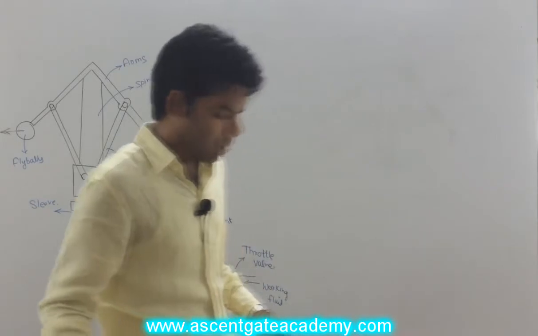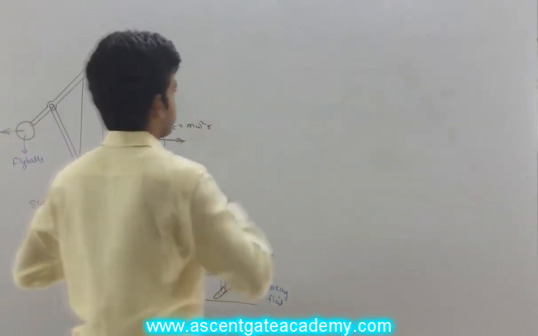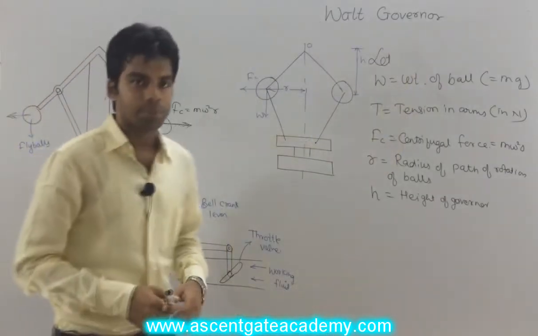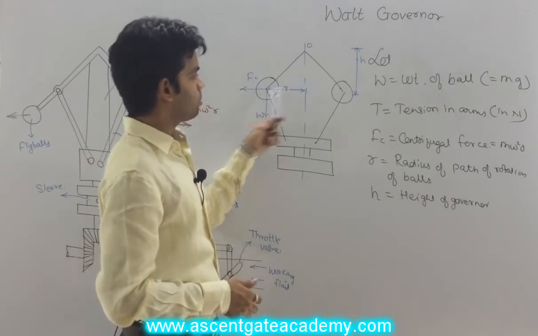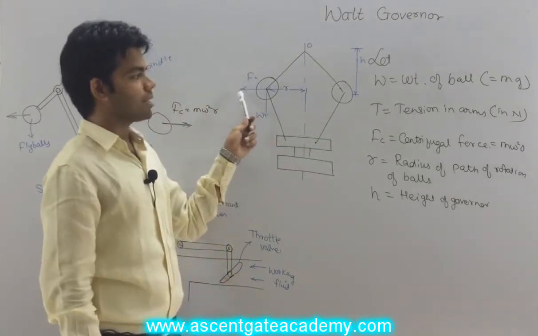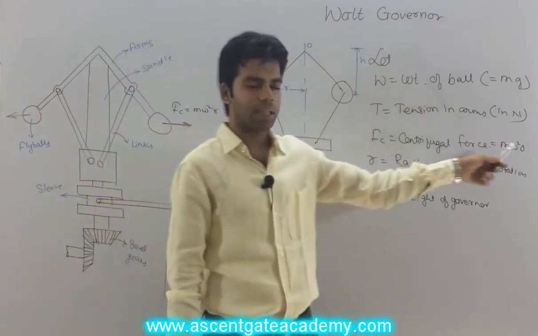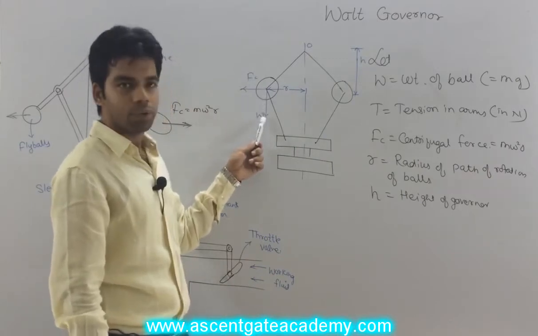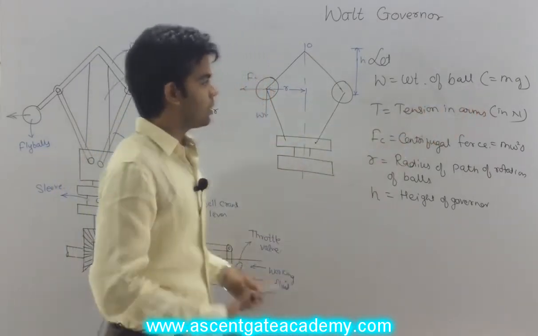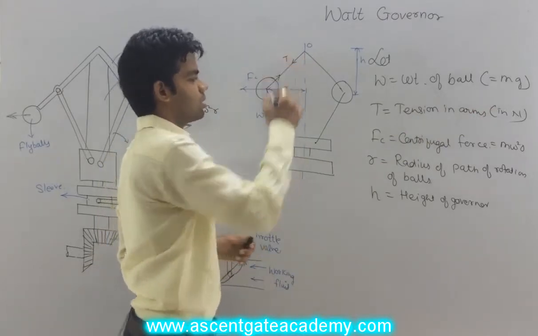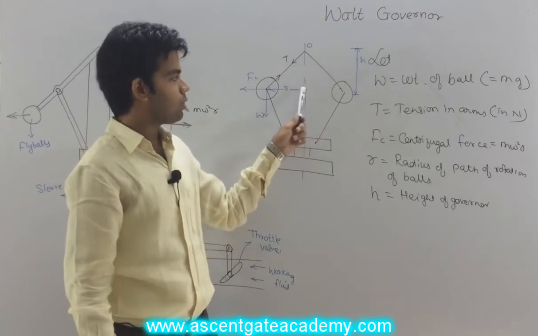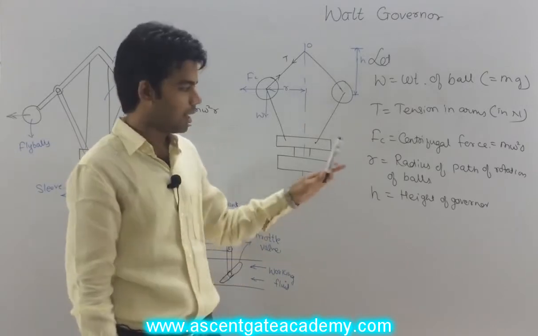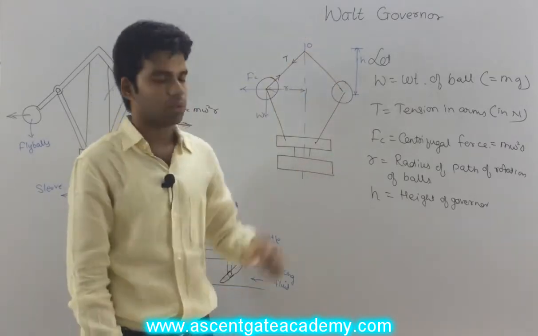Now let us look at the analysis of the first type of governor, which is the watt governor. This is a simple watt type governor. These are the balls. A centrifugal force Fc is acting on the ball, and that centrifugal force is m omega square r, as we all know. The weight of the ball, W, is acting downward, and it is equal to m into g. Let the tension in the arms be T. The radius at which the balls are rotating at any particular instant is r, and at that instant the height of the governor is h.